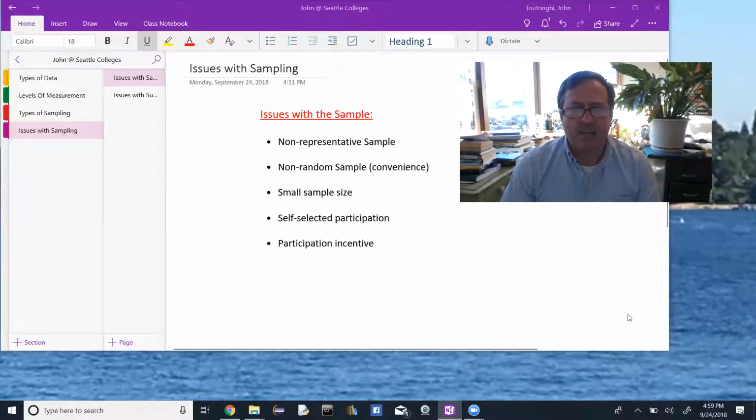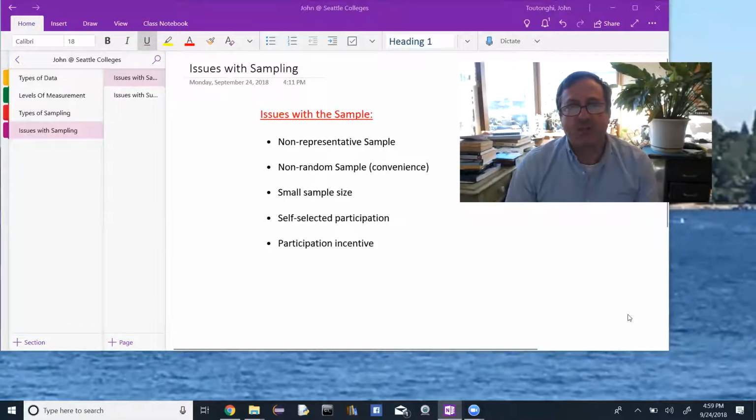Okay, a non-random sample. If we are using convenience sampling, you are oftentimes not getting a representative sample, and it's not random. So, for example, if I was surveying people about their political views, and I surveyed my family, chances are a lot of the members of my family have the same political views as I do, and so we wouldn't have a random sample in that case.